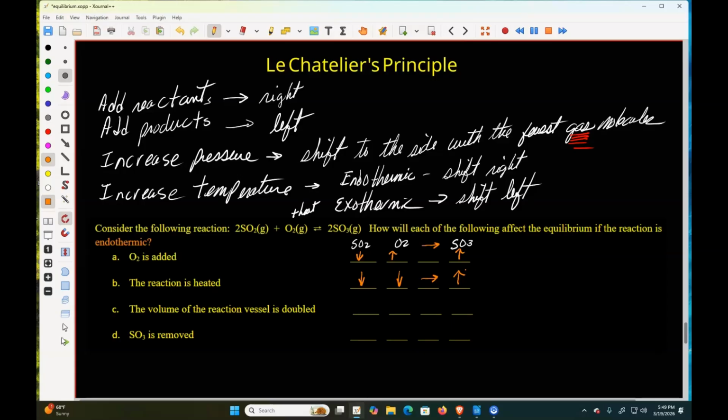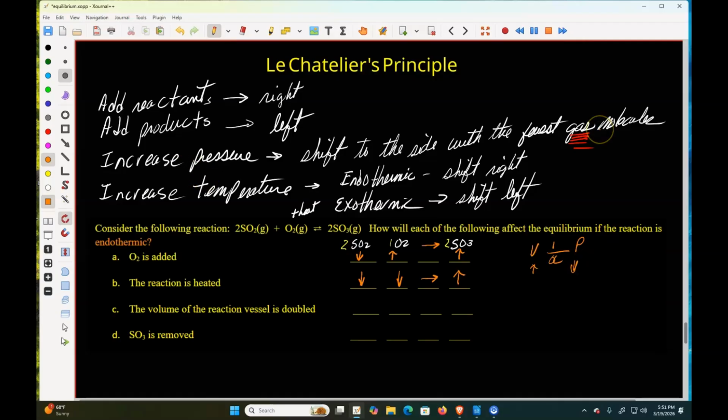The volume of the reaction vessel is doubled. This is a 2, this is a 1, and this is a 2 here. 3 moles versus 2 moles. The volume of the reaction vessel is doubled. So if I'm doubling the volume, that means the pressure is decreased. Volume is inversely proportional to pressure. So if I increase the volume, the pressure must go down.